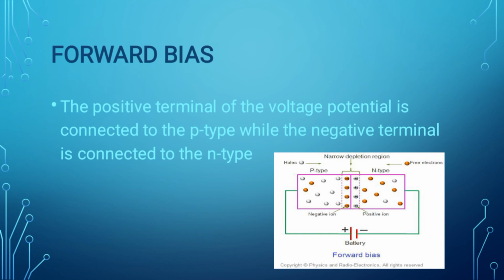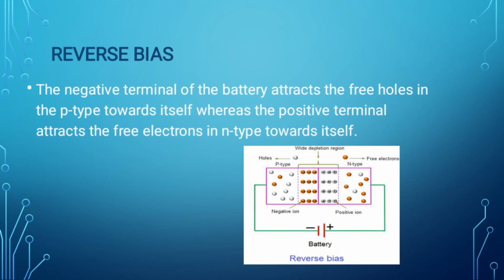Forward bias: the positive terminal of the voltage potential is connected to the p-type while the negative terminal is connected to the n-type. The diagram is shown below. Reverse bias: the negative terminal of the battery attracts the free holes in the p-type towards itself, whereas the positive terminal attracts the free electrons in the n-type towards itself.